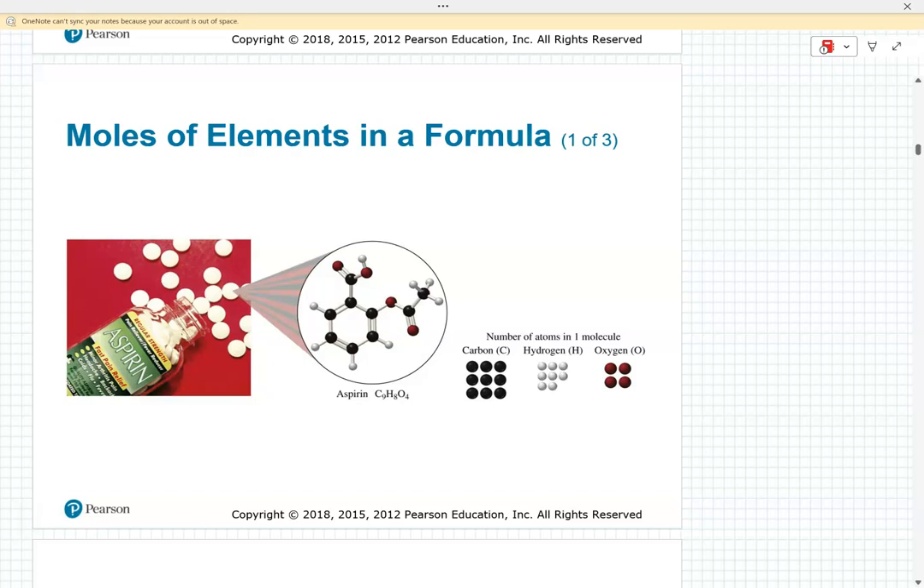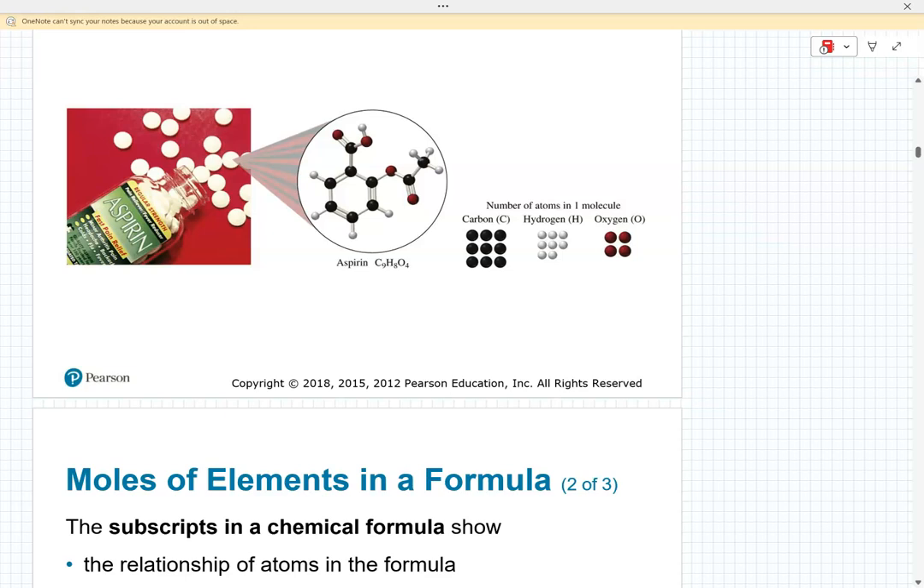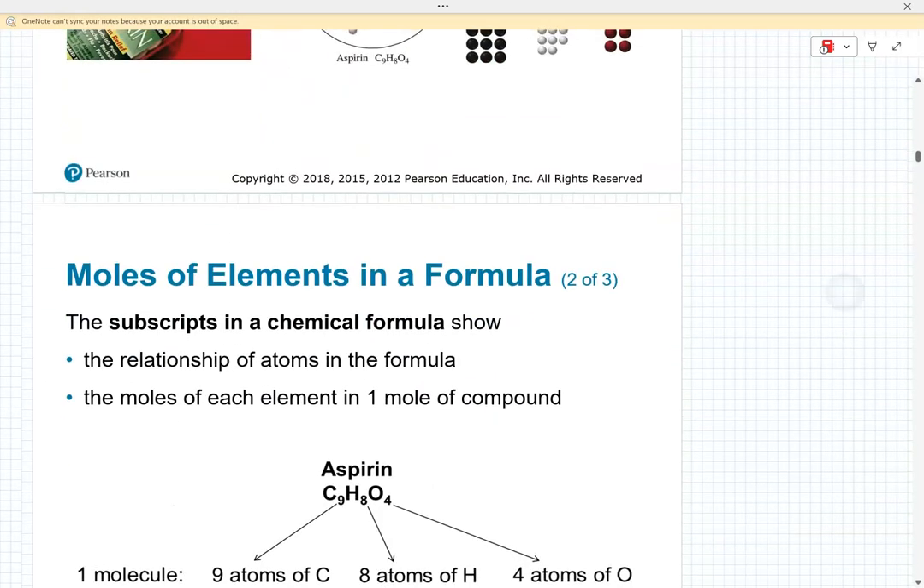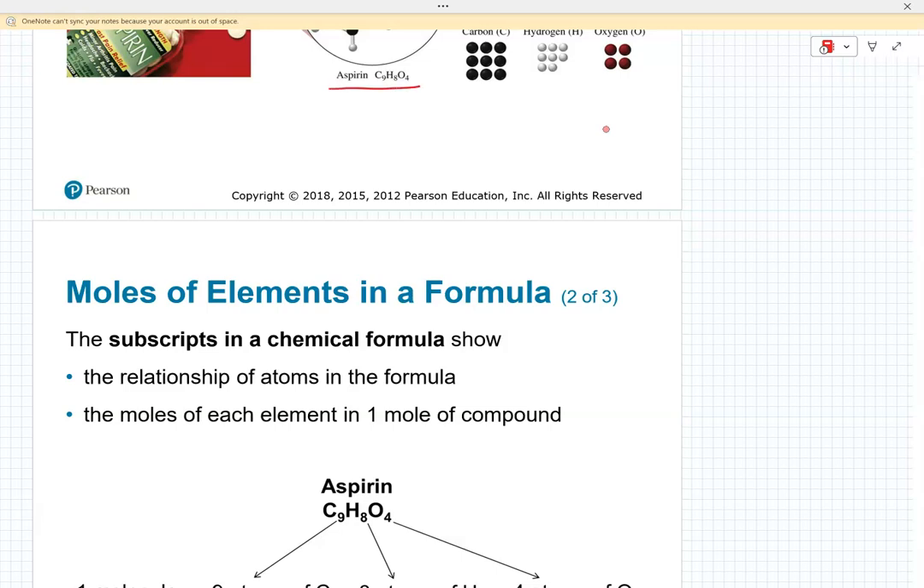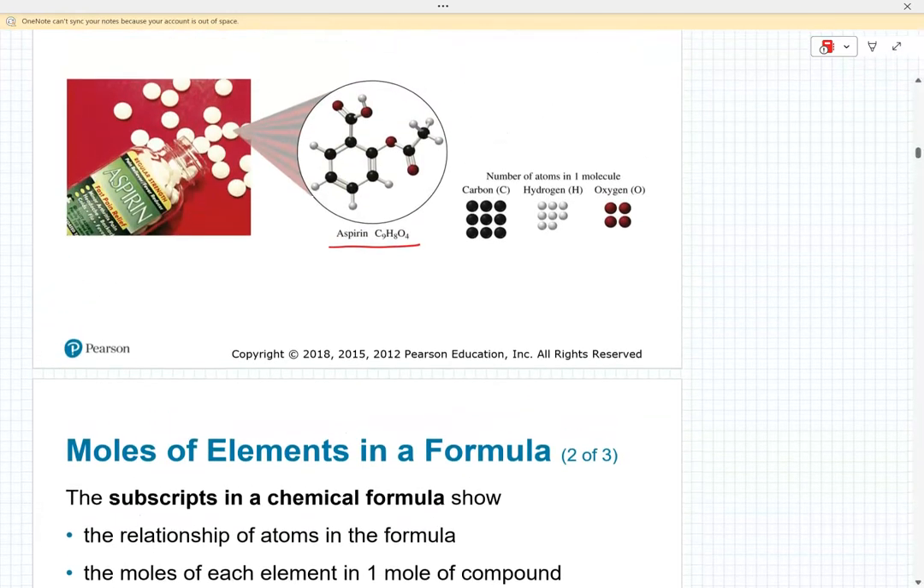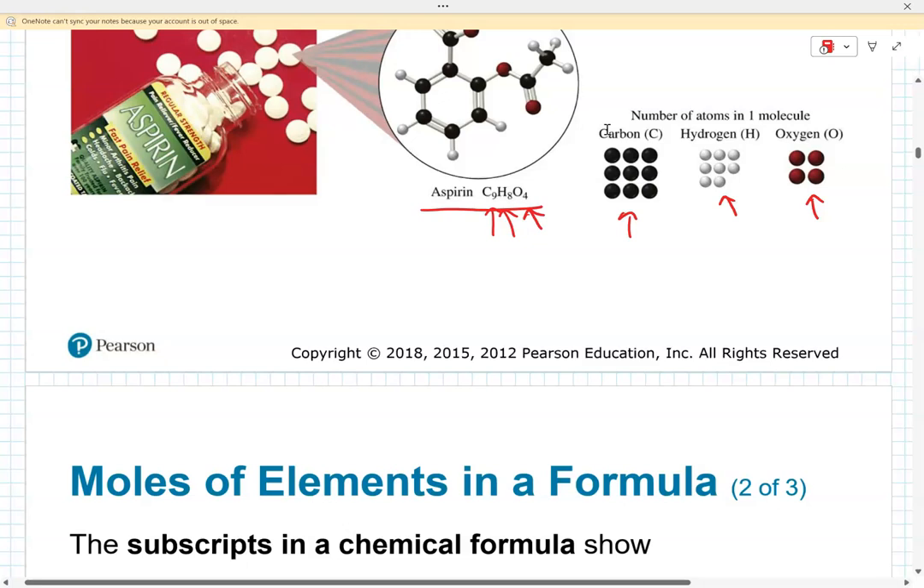So we've already seen some formulas, and we've seen subscripts. So let's look at what these subscripts mean. So we mentioned that before, that a subscript, like a molecule of aspirin, right, means that each molecule of aspirin contains 9 carbons, 8 hydrogens, 4 oxygens. Okay, I can make it larger. Does it help? Okay.